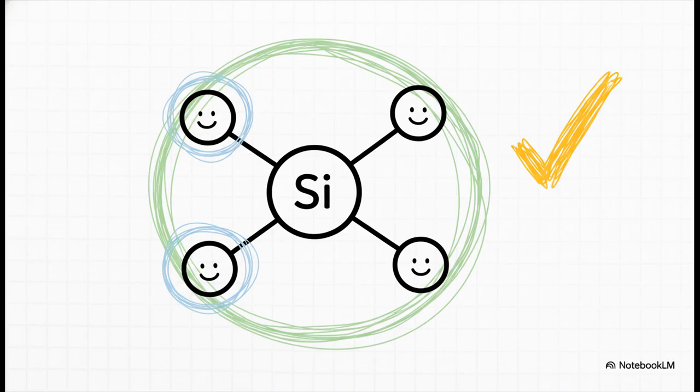Let's do our final check. Each hydrogen is happy with its 2 electrons. That's a full shell for hydrogen. And the central silicon atom has 4 bonds attached to it, so it feels like it has 8 electrons. The octet rule is satisfied for everyone. Boom. Done.